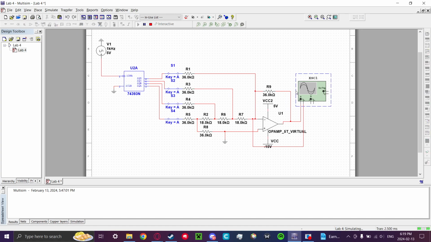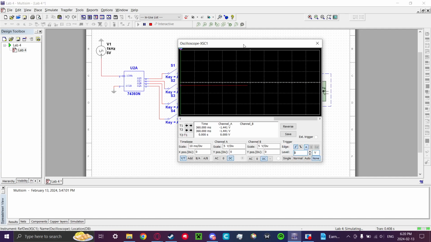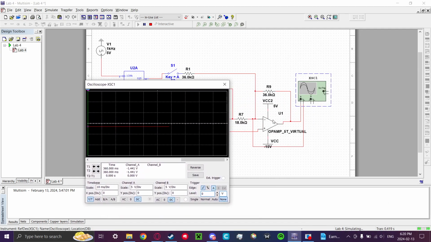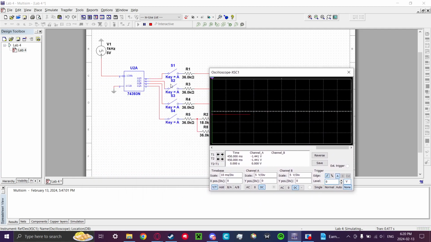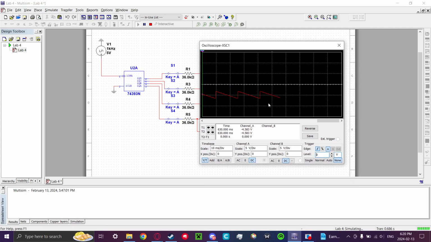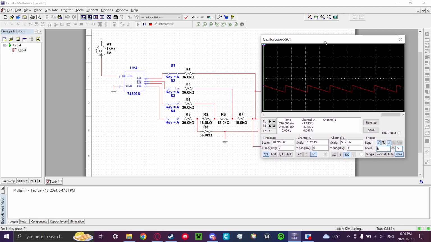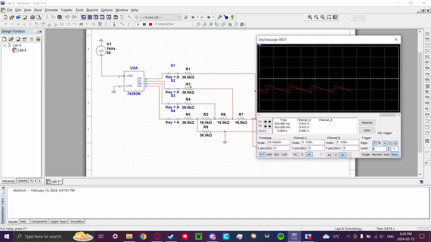When I run the circuit with all of these closed, well actually, I'll set them all to open first. It gives a flat line because it's just taking power from this. All of them together give this descending slope over and over again. It's the frequency.